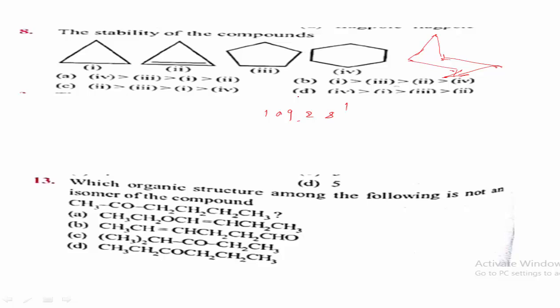When you observe the other structures, other than the fourth one, they are nearly planar, and hence stability depends upon the angle strain in accordance with the Bayer strain theory, since cyclopropane has higher angle strain.